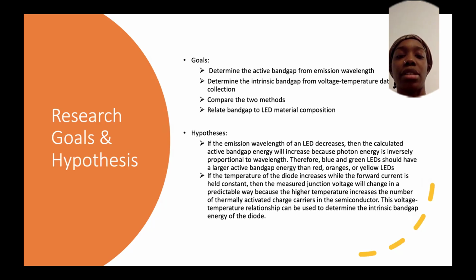The second hypothesis was that as the temperature of the diode increased at constant current, the measured voltage would change in a predictable way. This voltage-temperature relationship should produce a linear graph that can be used to determine the intrinsic band gap.